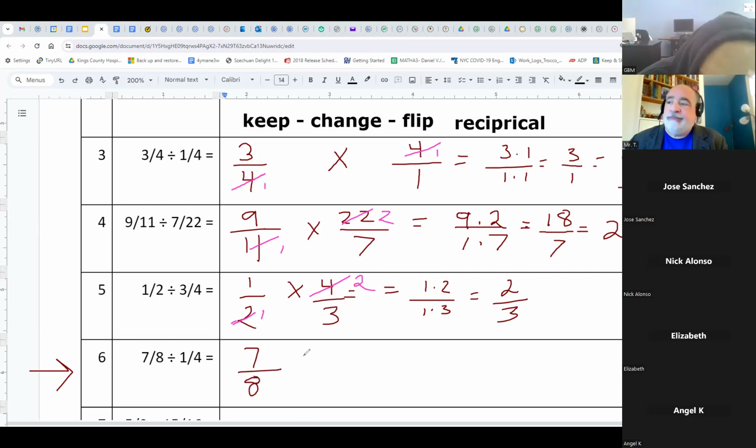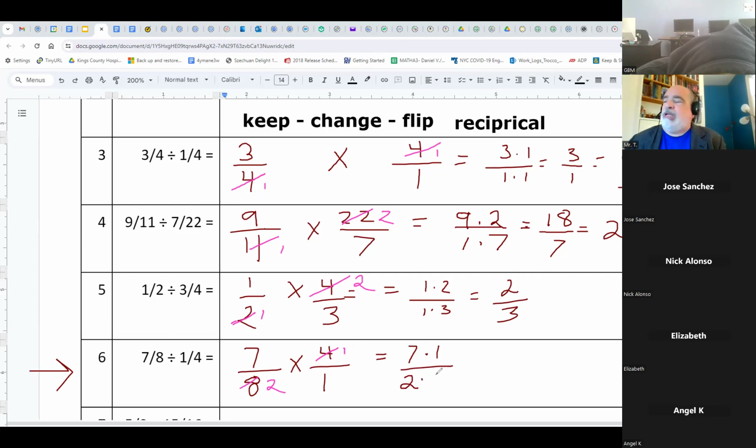Okay, so what are we going to do? All right, I got 7/8, and then I flipped the 1/4 to make it 4 over 1. Okay, good. The 4 goes into 4 one time. 4 goes into 8 how many times? 2. Good. So 4 goes into 8 2 times, and then what are you left with? I'm left with 7 times 1. I changed that 4 to 1.